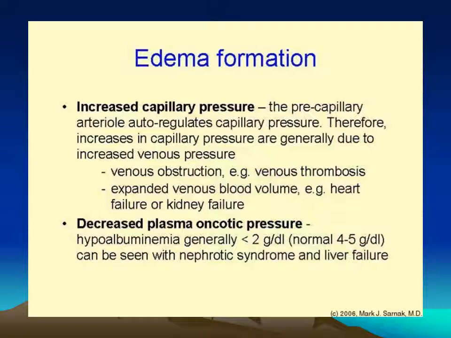The second bullet is the decrease in plasma oncotic pressure. Hypoalbuminemia, generally less than 2 grams per deciliter, normally it's 4 to 5 grams per deciliter, can be seen with nephrotic syndrome and liver failure.